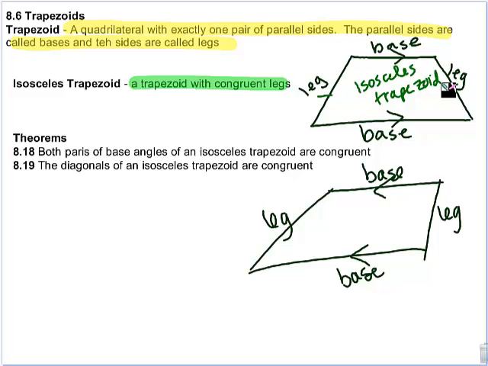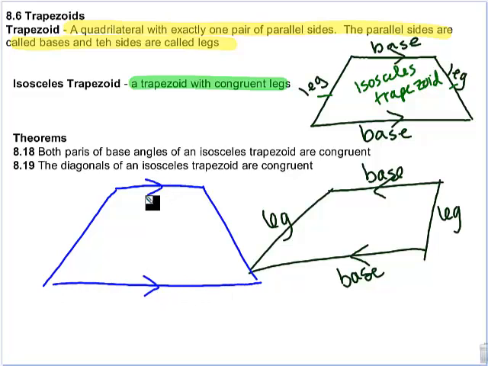Okay, so now we have two theorems dealing with an isosceles trapezoid. Here I'm going to redraw one so we can label our diagram accordingly. So there's my isosceles trapezoid. If we have an isosceles trapezoid, both pairs of base angles are congruent. Your base angles would be the two angles attached to the same base. So those two angles would be congruent, and these two angles would be congruent. Okay, so if I told you this bottom left angle here was 60 degrees, what does this angle have to be? 60. Okay.